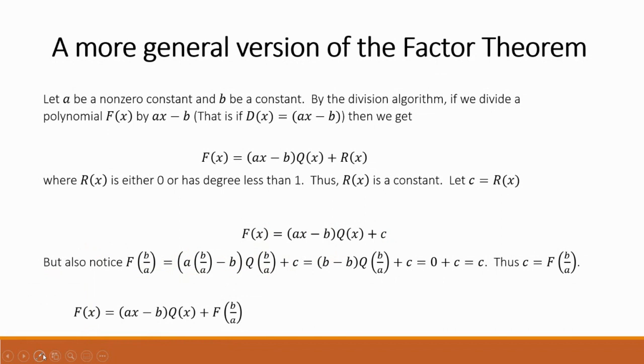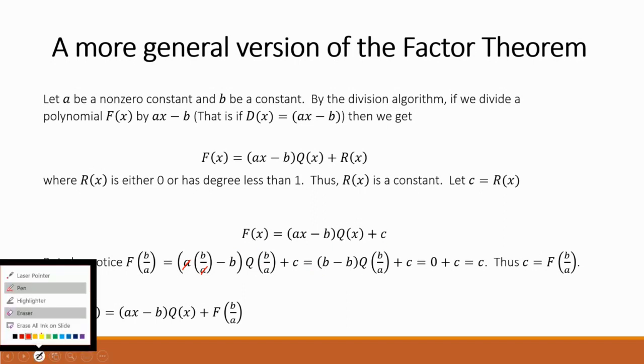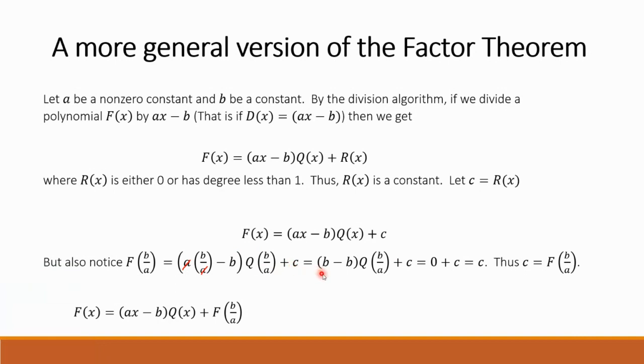But what's going to happen, though? You probably saw what was crossed out already, but I erased it, so I'm going to cross it out again. The a's here cancel, and we're left with b minus b, times q of b over a, plus c. But of course, b minus b is 0. So we get 0 times q of b over a, but we get plus c. So we get 0 plus c, which is c.